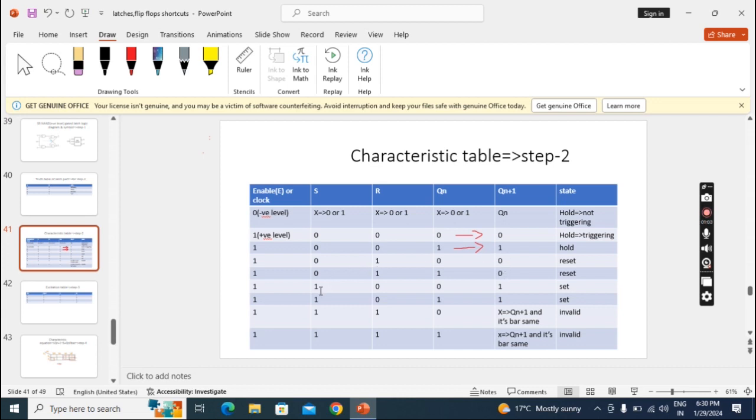Next condition. Similarly, the driving part is getting 1 0, but the latch part will get 0 1. When we get 0 1, we know it will become set. Then 1 1 is happening. The driving part is getting 1 1, but the latch part is getting 0 0 at input. So it will become invalid.